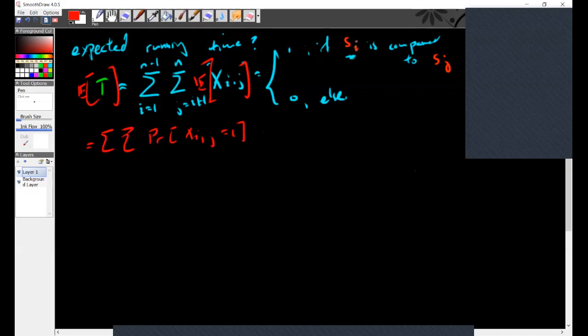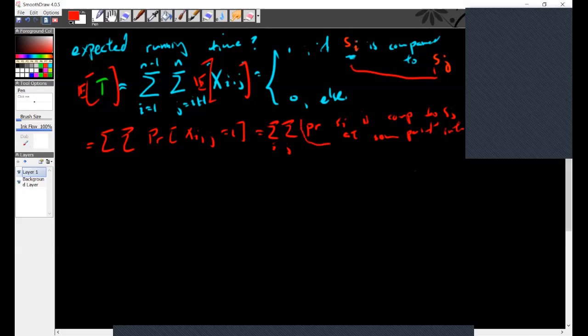Okay, so this is the same as asking, summed across all the i's and j's, what is the probability that Si is compared to Sj eventually, at some point in time. The whole point is that as long as I can get this out, we're done with the analysis. I can just plug in the expression and hopefully we can deal with it somehow. So that's our task now. Our task has reduced from trying to deal with this very difficult random variable to a very simple question: when is Si compared to Sj?